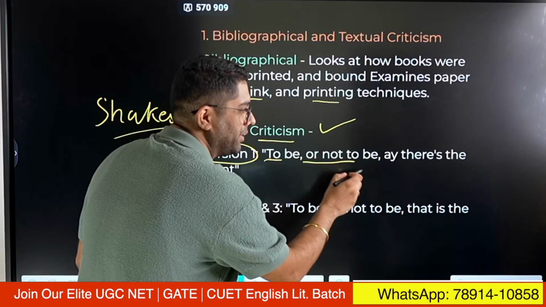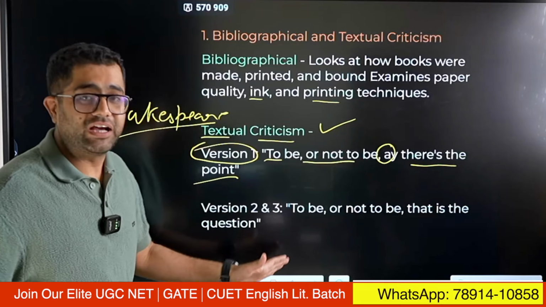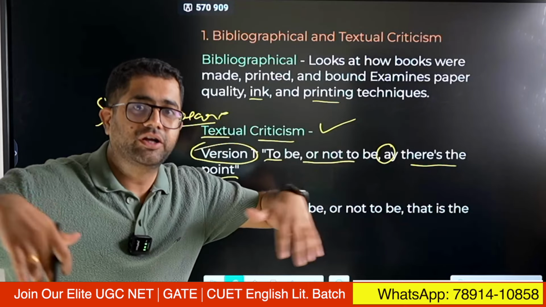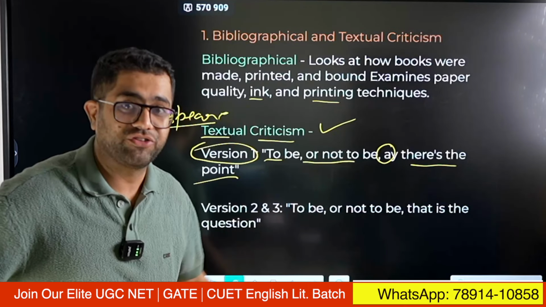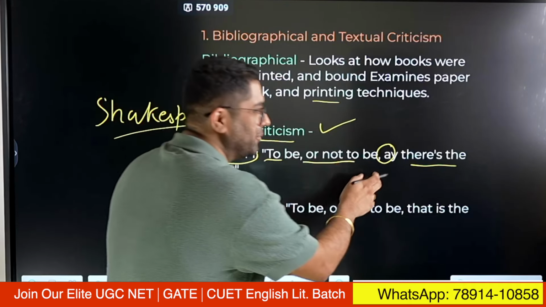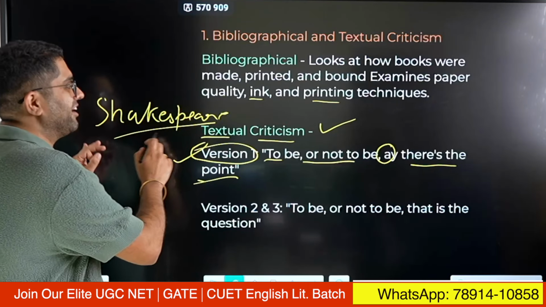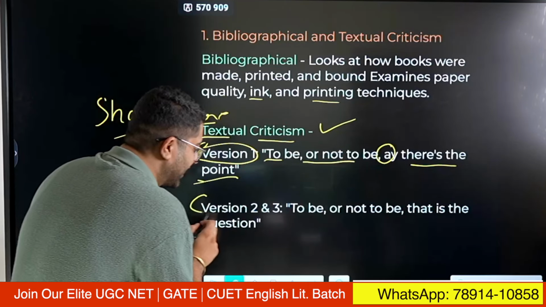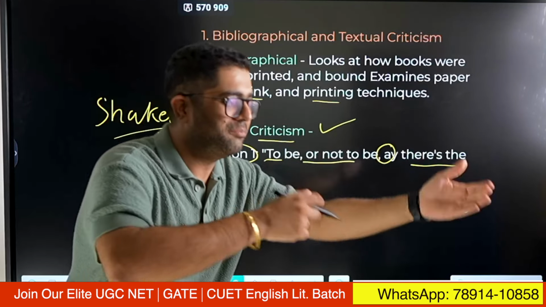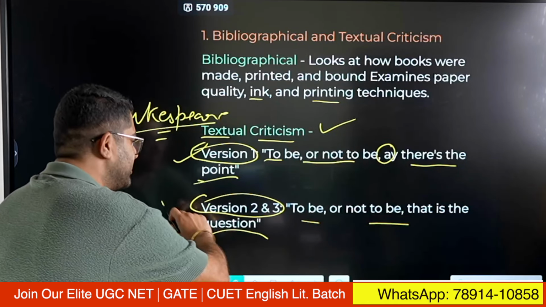In the first version, written by William Shakespeare, the quotation was "to be or not to be, there is the point." That is one of the researches done on the most famous quotation, "to be or not to be, that is the question." That is not what Shakespeare has written. Shakespeare might have written "to be or not to be, there is the point." So that is the first version of Hamlet. But then came the second version, written by some scholar taking the handwriting of William Shakespeare, and he wrote "to be or not to be, that is the question." So they changed the original.